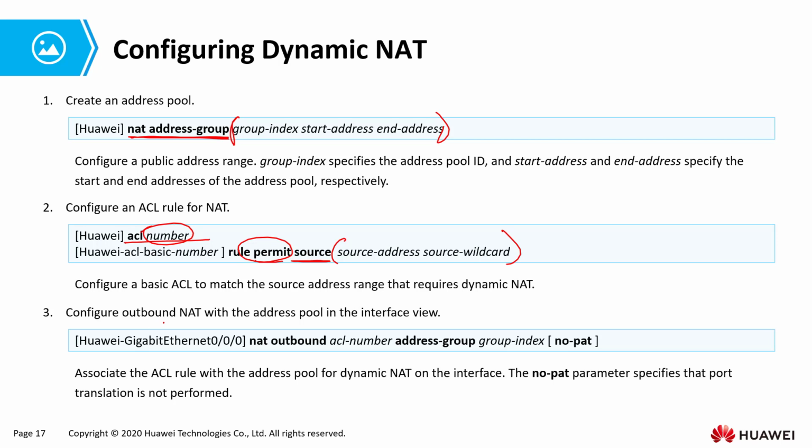Now we'll go to the outbound. We'll configure outbound NAT with the address pool in the interface view, by going to the interface at which you want to terminate NAT and saying nat outbound, and we bind it to an ACL. We invoke the ACL. The ACL will be identifying the networks that we want to translate, and we specify the address group that we want to use for NATing, the address group or the NAT pool or the public IP pool. And we specify the command no-pat, which means that we don't do port address translation.